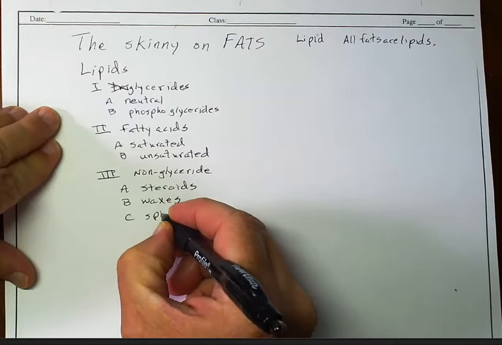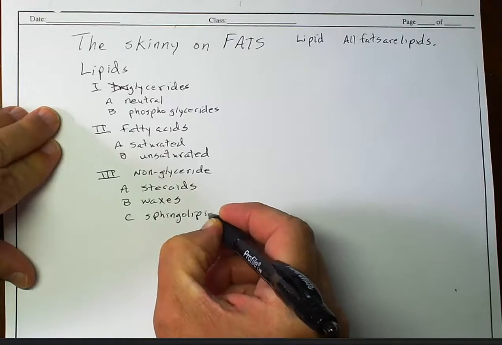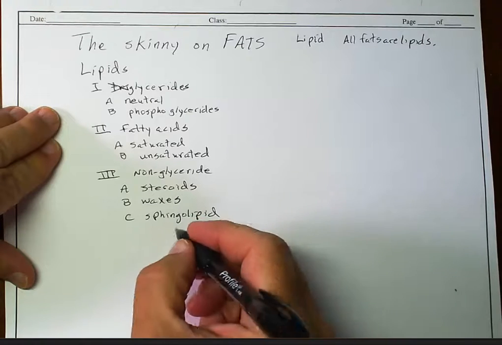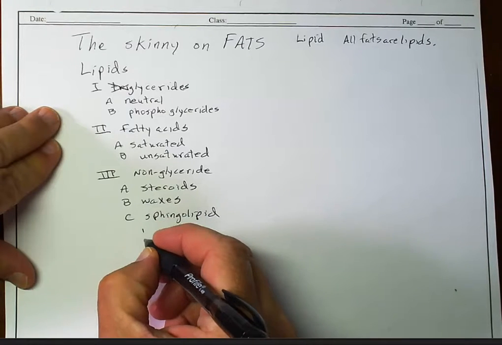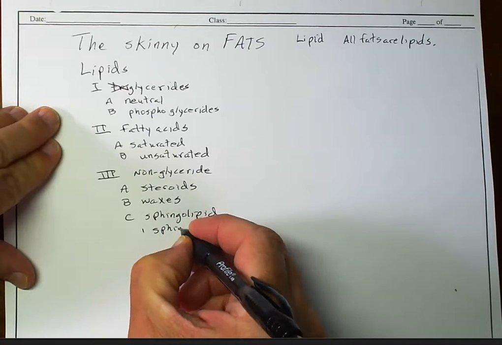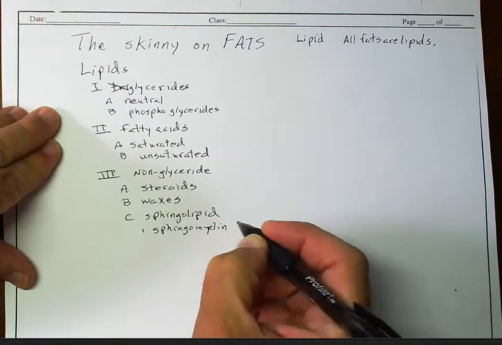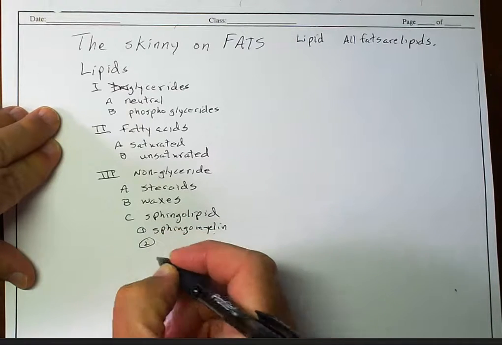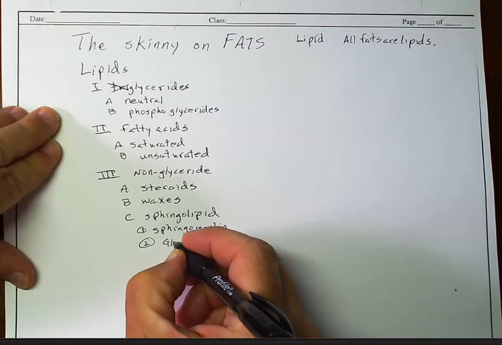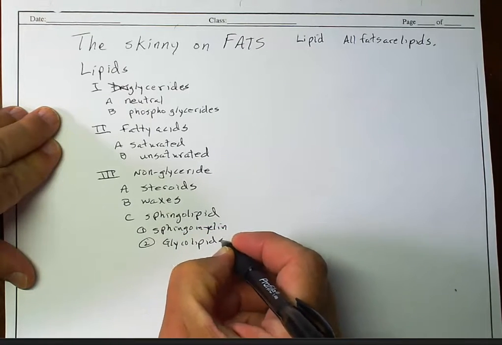A very esoteric little topic here, sphingolipids. And those can be broken down to sphingomyelins. And again, this is a deeper topic than I really want to get into with this lesson. And there are also glycolipids.